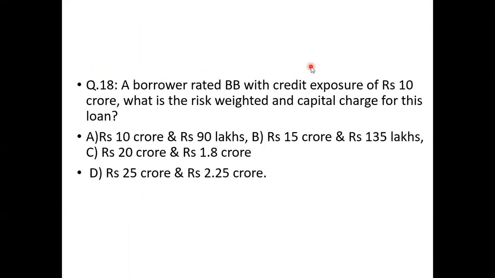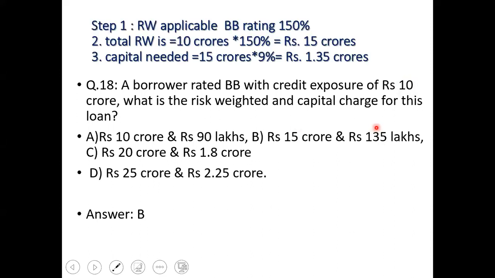Next question, for example. It's a double B rated borrower. You have given a 10 crore loan. What is the risk weight and what is the capital charge? So the risk weight is rated BB. BB means 150%. So 10 crore will become 15 crore. 15 crore at 9% is 1.35 crore. So the answer is B. Okay, boss? Understood or not? Am I going fast, or am I just refreshing your memory? Moderate only, sir. No problem. Correct.